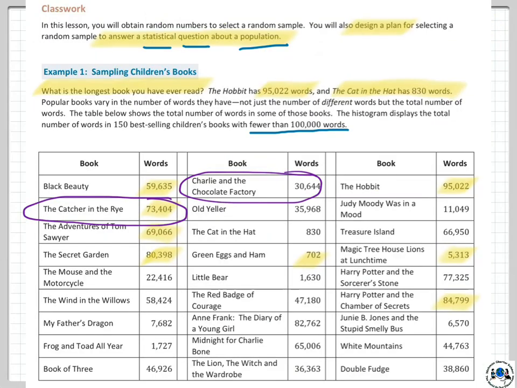Okay, so 2 books I'm going to choose. I'm going to choose The Catcher in the Rye. Okay, and The Catcher in the Rye again was a favorite book of mine in high school. 73,404 words. Okay, and then Charlie and the Chocolate Factory, and I really did enjoy Roald Dahl's children's books. A little irreverent, a little naughty, but funny and actually quite sweet in the end, usually, all the books. And that one, 30,644 words.